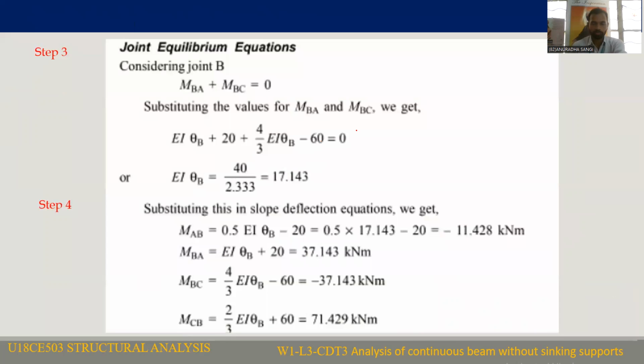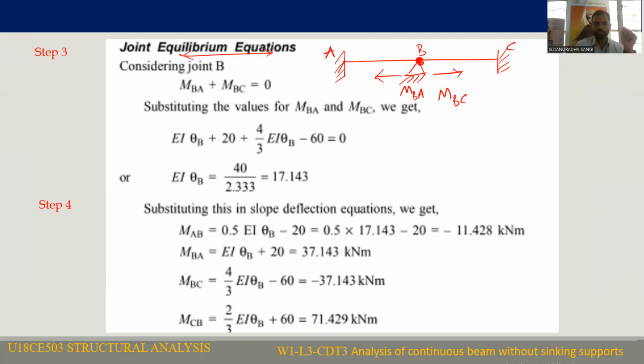Now we need to solve for theta B. For that, we have to use compatibility conditions and additional equilibrium equations. Another equilibrium equation is the joint equilibrium equation: the summation of moments at the joint will be equal to 0. This is support A, this is support B and this is support C. At the joint we have two moments: MBA and, in this direction, MBC.